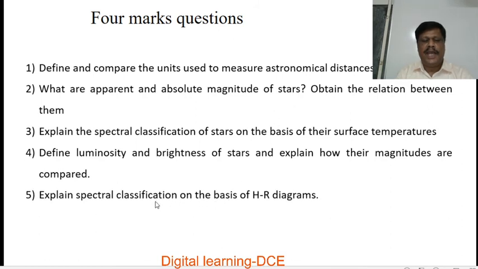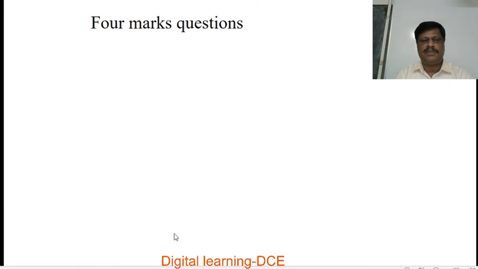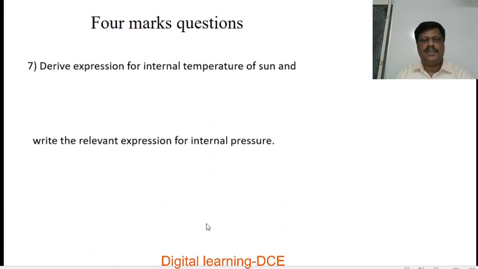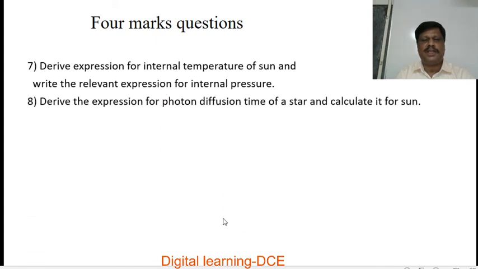Question number 5 is explain spectral classification on the basis of HR diagram. Question number 6 is make estimates of mean density and surface temperature of Sun. 4 marks question continues. Derive an expression for internal temperature of Sun and write the relevant expression for internal pressure. Derive the expression for photon diffusion time of a star and calculate it for Sun.